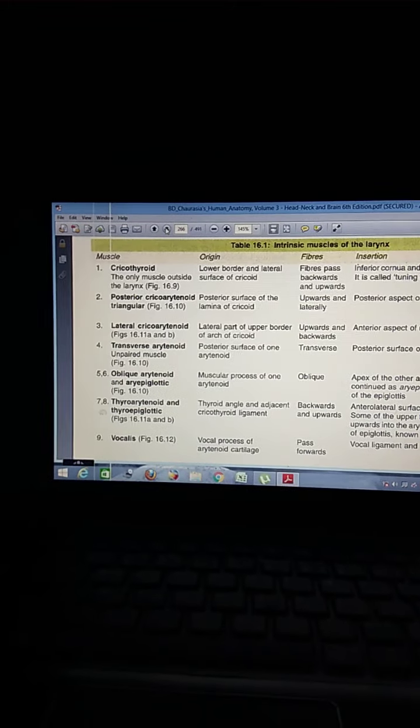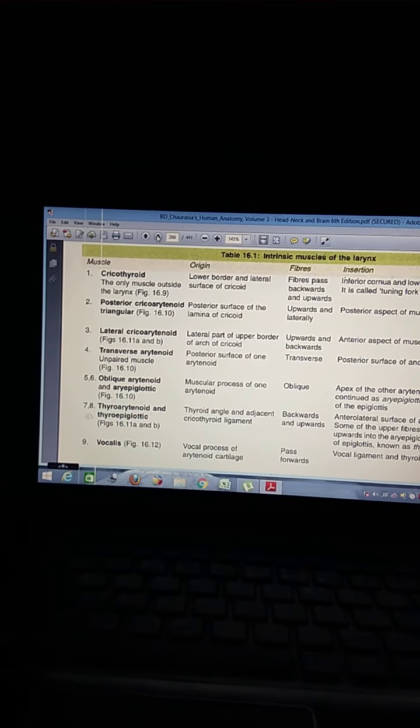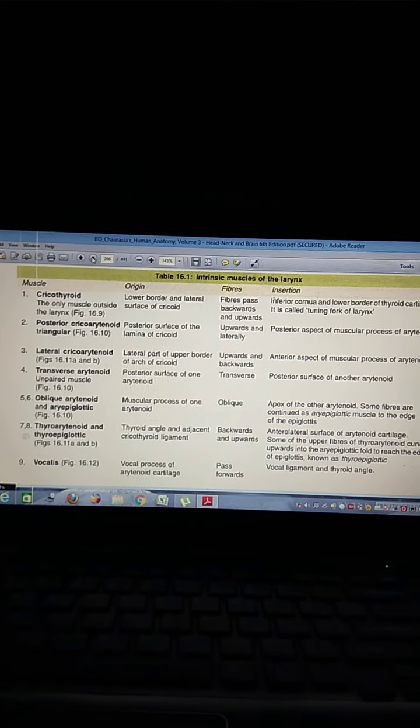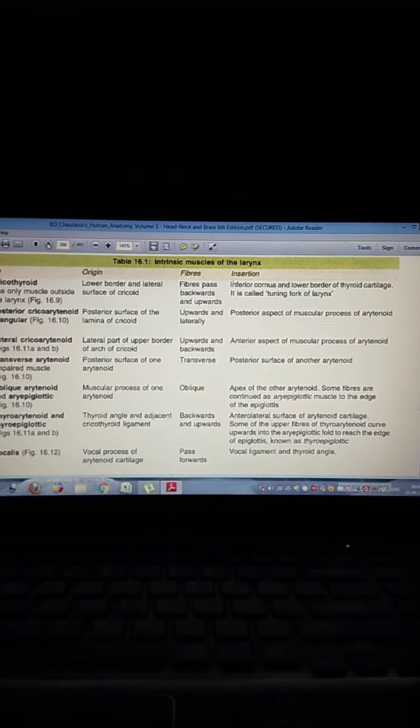Posterior cricoarytenoid, triangular: origin, posterior surface of the lamina of the cricoid; fibers pass upward and laterally; insertion, posterior aspect of the muscular process of the arytenoid.